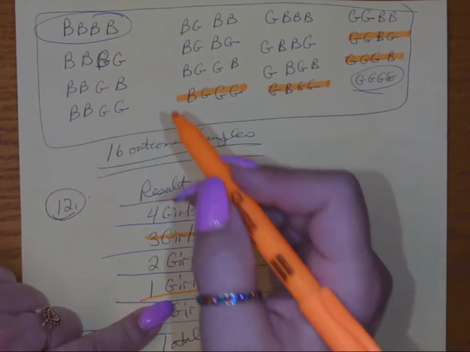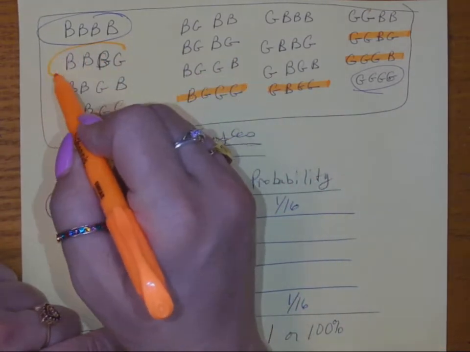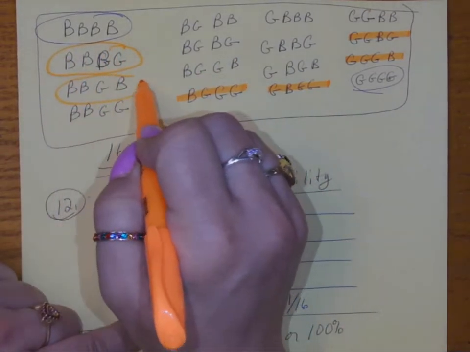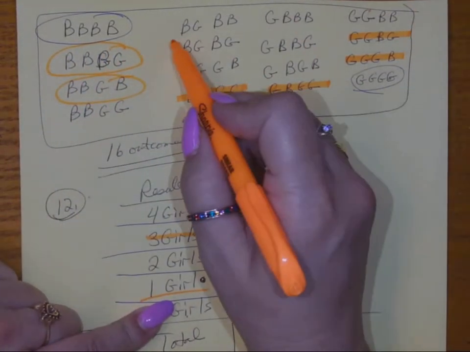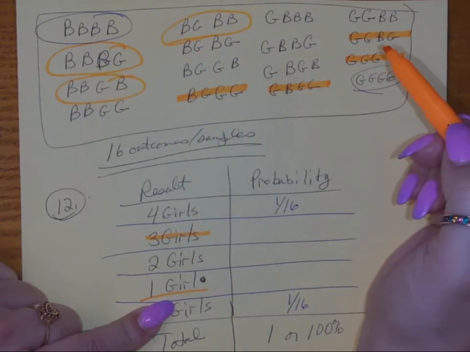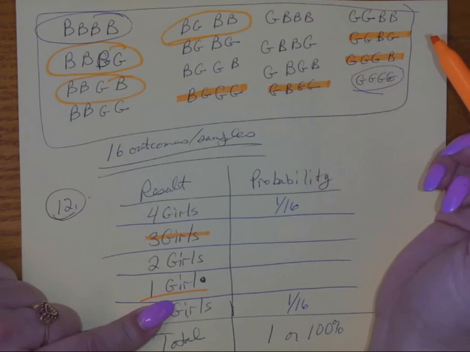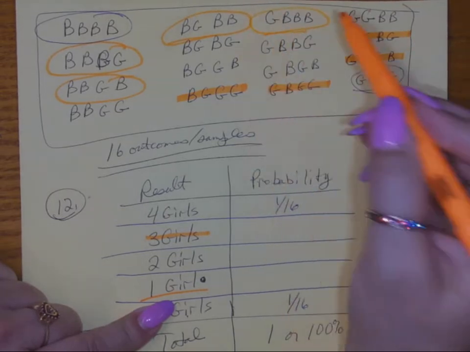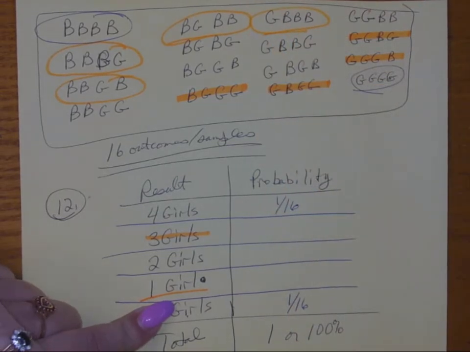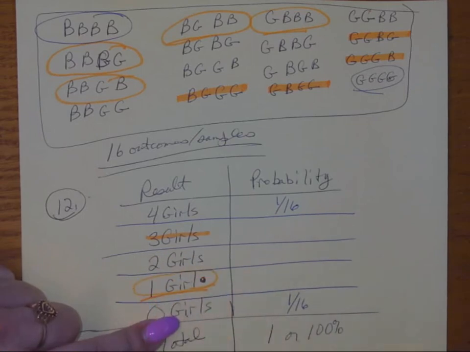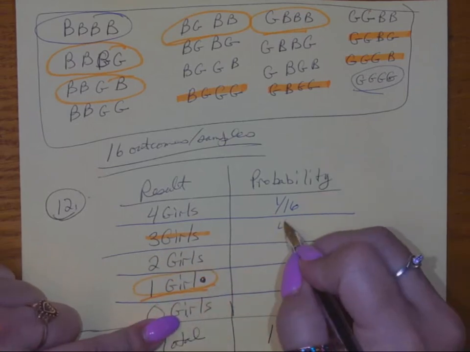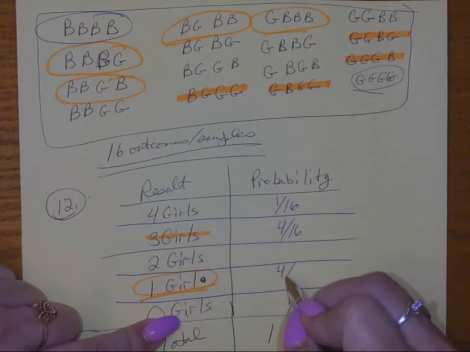So let me see. I'm going to circle these in my highlighter. 1 girl, 1 girl, 1 girl, 1 girl. There it is. Okay. So circled. So this is 4/16 here and this is 4/16 here.